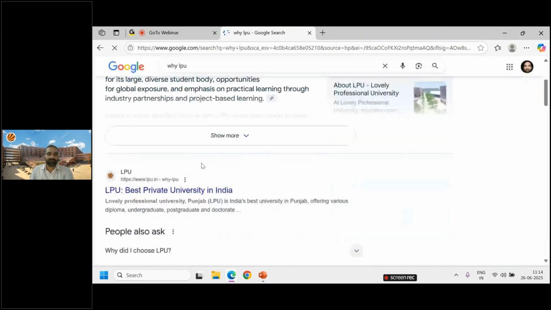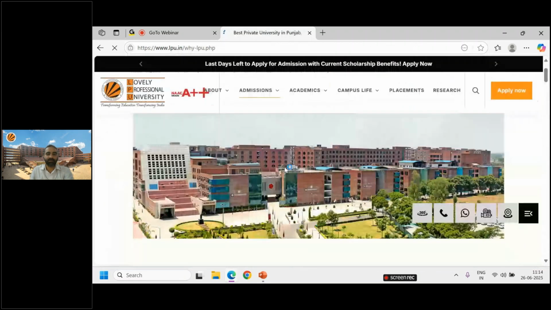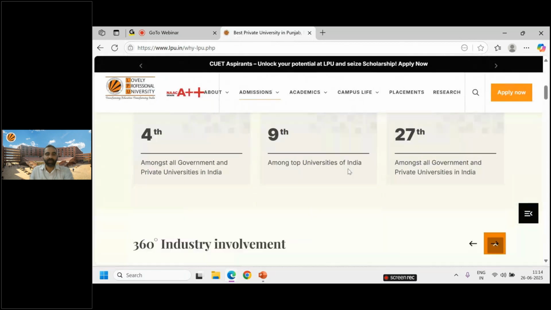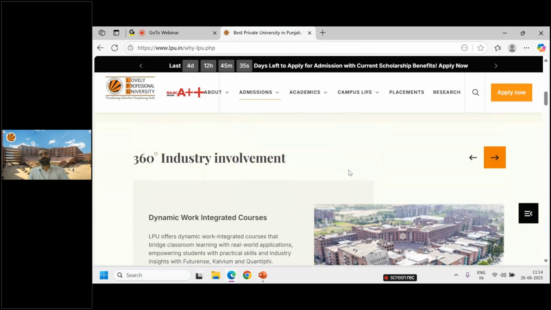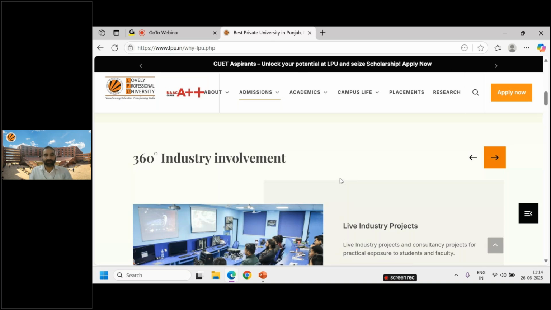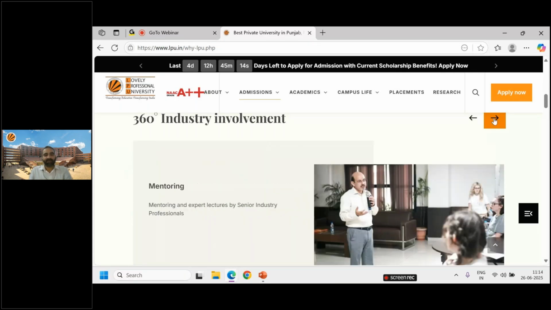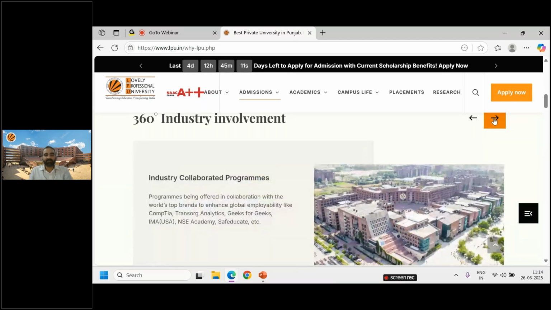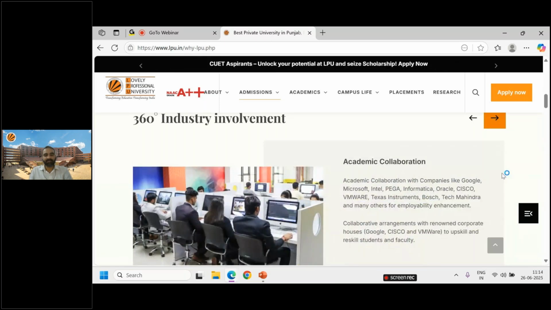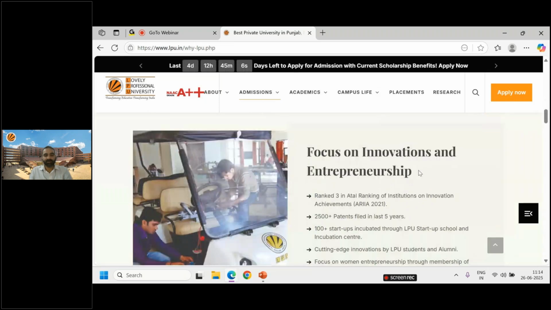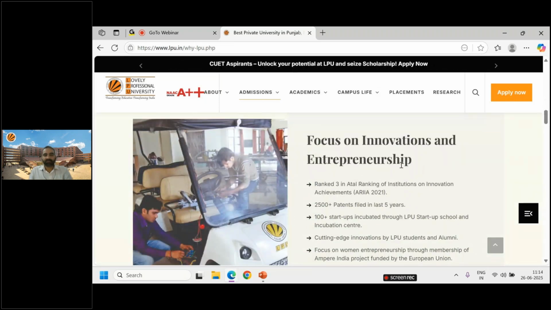You just need to click this page, and all the information which I have discussed over here: ranking, accreditations, 360-degree industrial involvement. That's the key factor for the huge number of placements we have, with renowned companies and a package of more than 10 lakh rupees on average. Then we have 360-degree industry involvement, meaning live industry projects, mentoring, industry collaborated programs, and academic collaborations. These things make the students more focused.